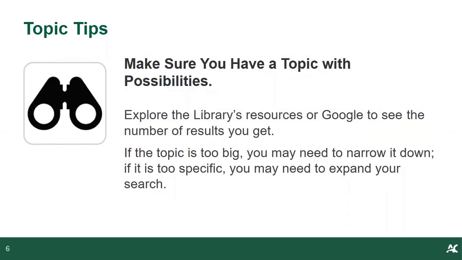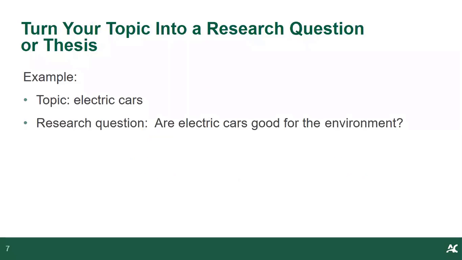Make sure you have a topic with possibilities. Explore the library's resources, such as the OneSearch tool or Google, to see the number of results you get. If the topic is too big and you have too many possible resources, you may need to alter your topic a little bit to make it a little bit more specific. If your search is too small and you have too specific a topic, you may need to expand or change your search. Turn your topic into a research question or thesis.